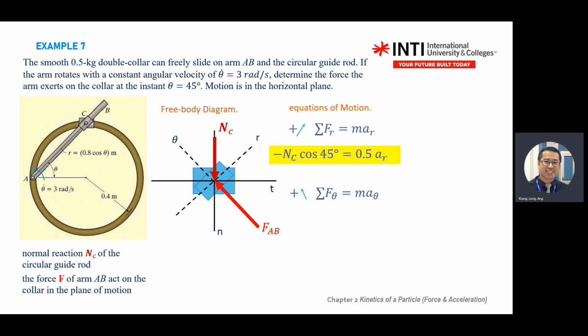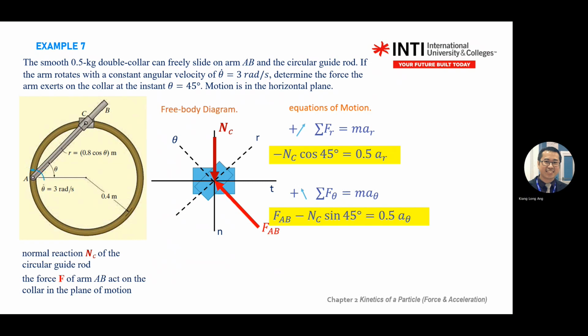In the r direction, we do it this way. There's an angle here, 45 degrees. Okay, 45 degrees, then you split the forces, becoming negative something equal to 0.5 r. Same with the theta direction. In my solution, you see where my positive is. I give the positive value: my r is pointing this way, positive, and my theta is going this way, positive.